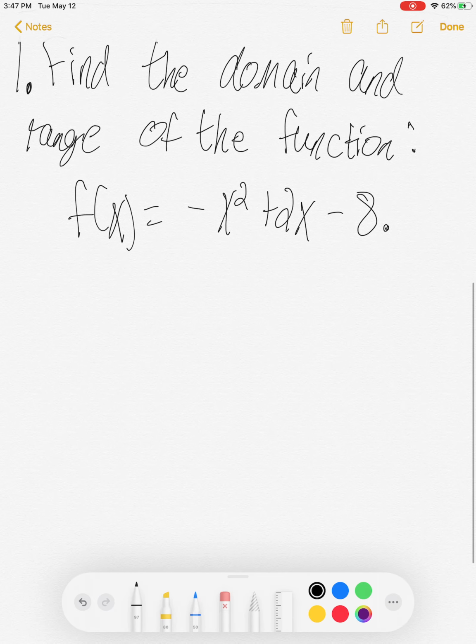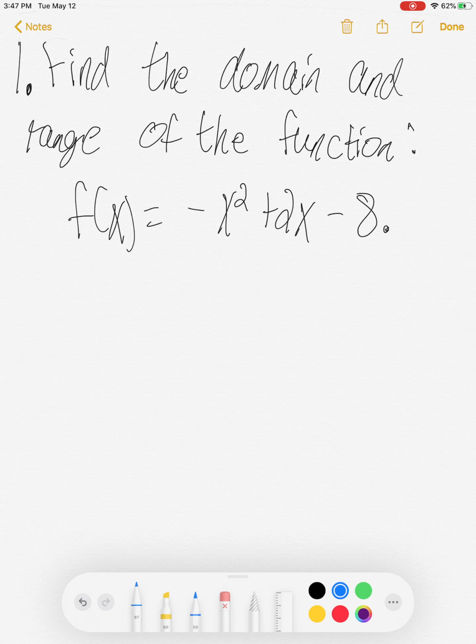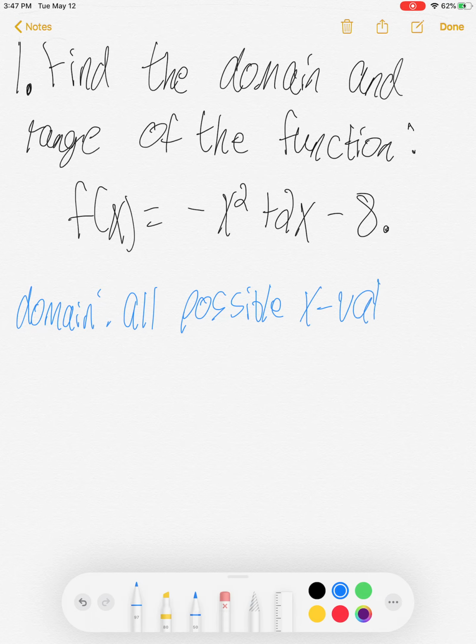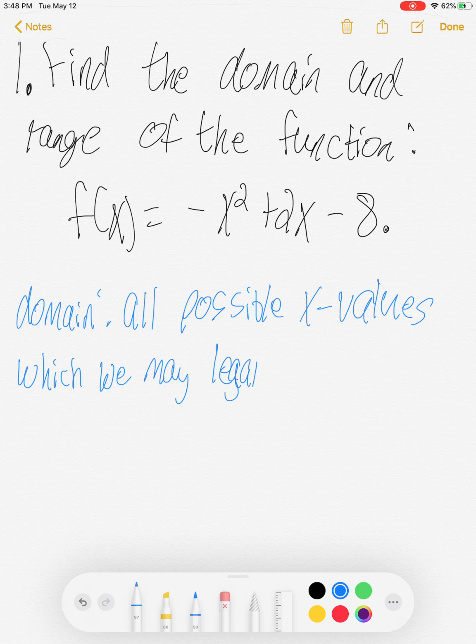So I think the best place to start would be to remind ourselves what those things even mean. So the domain, you'll recall, and these are going to be somewhat informal definitions, but basically this is how you want to think about it. The domain is going to be all possible x values which we may "legally" plug in.